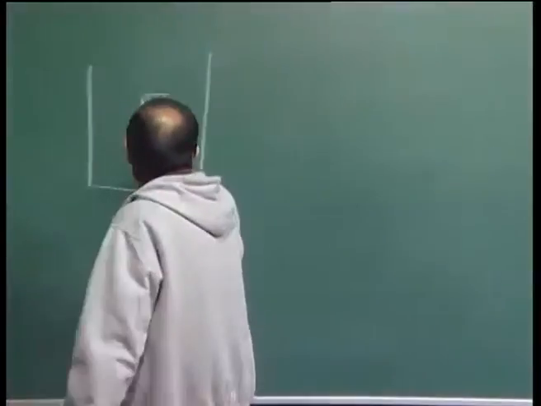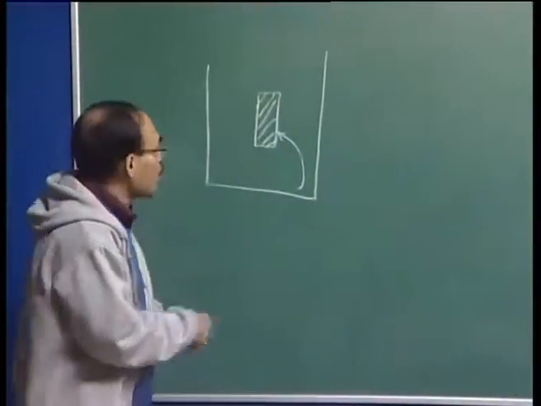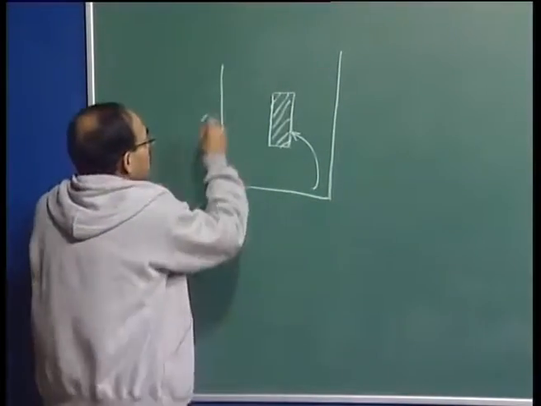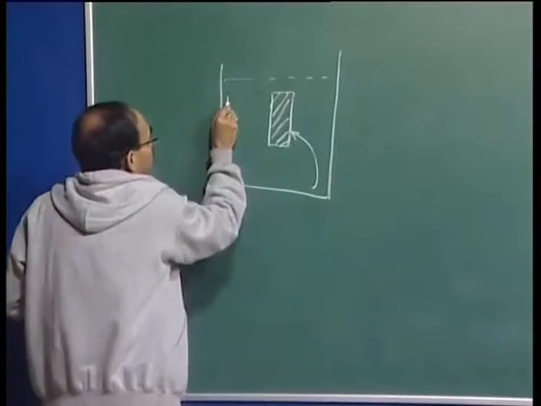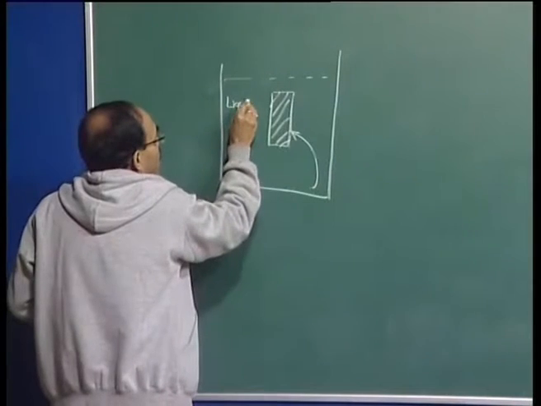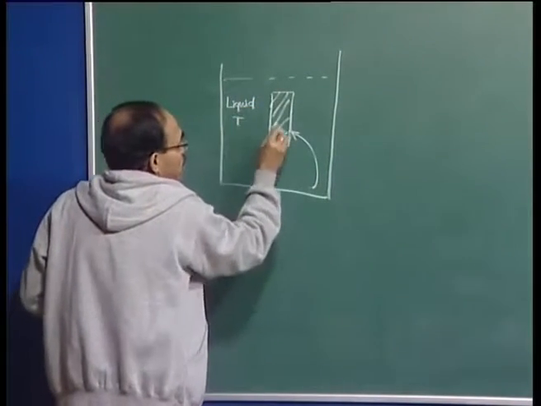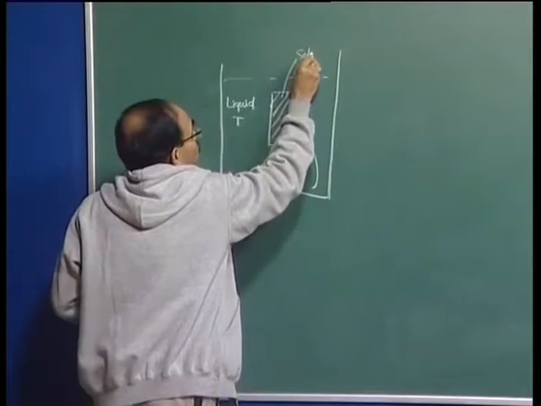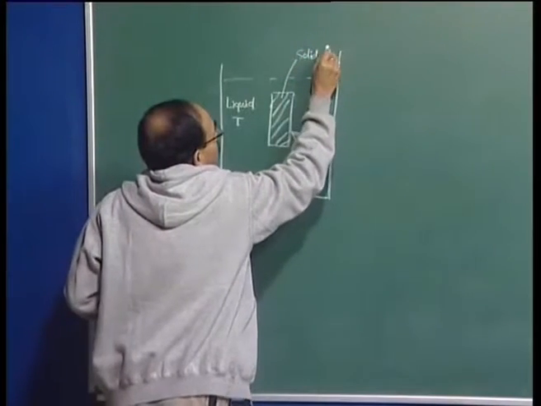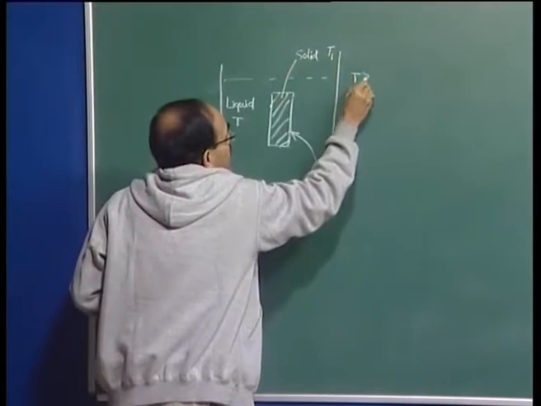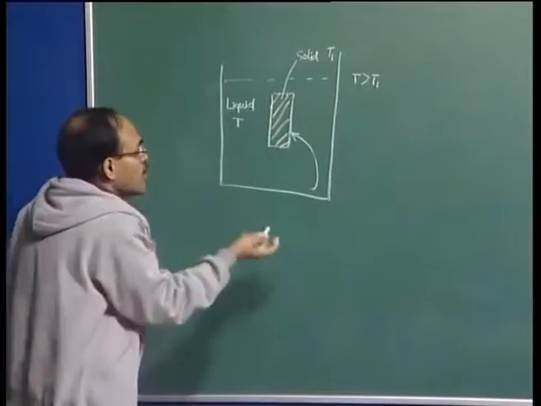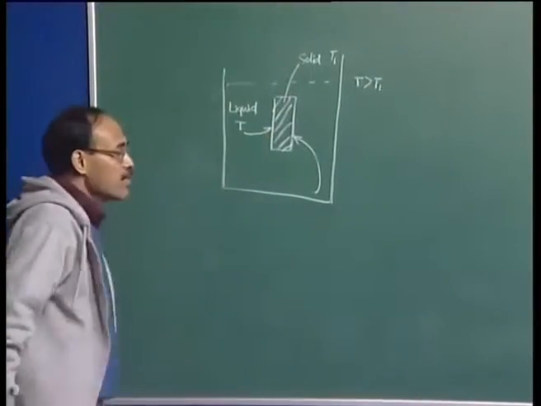So it is going to be a really cumbersome task in order to find out the rate. So I have liquid here, which is at a temperature of T, and this is a solid which will undergo melting, and this is at a temperature of T1. So T is greater than T1. Okay.